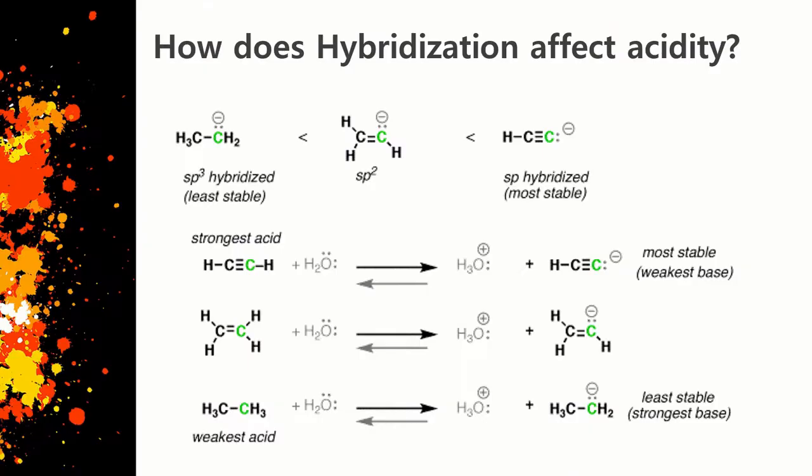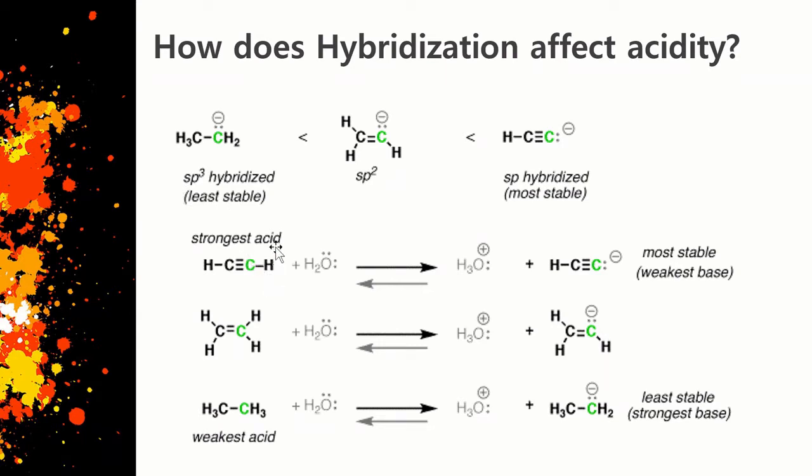All right, so another thing that we need to look at is how does hybridization affect acidity? And if we look at, when we compare our sp3, sp2, and sp hybridized, which is single bond, double bond, triple bond, the anion here, that is with the triple bond, sp hybridized, sorry, is the most stable as compared to the sp3 hybridized anion. It is the least stable.